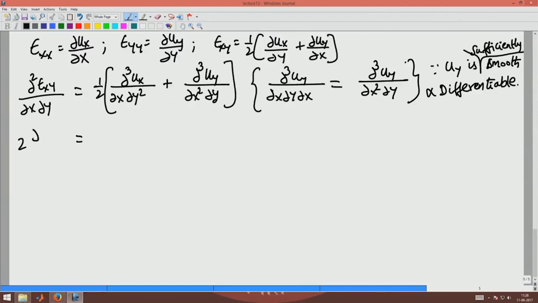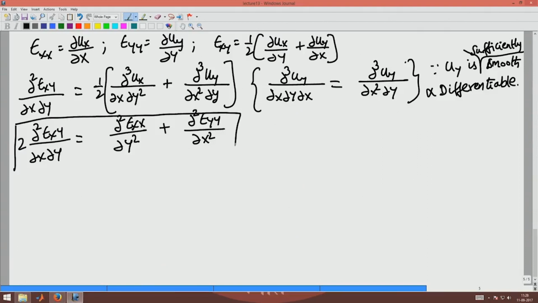What is 2 times ∂²ε_xy/∂x∂y? This is nothing but ∂²ε_xx/∂y² plus ∂²ε_yy/∂x². Okay. So, basically what you have obtained is a differential equation connecting the components of the strain, right.